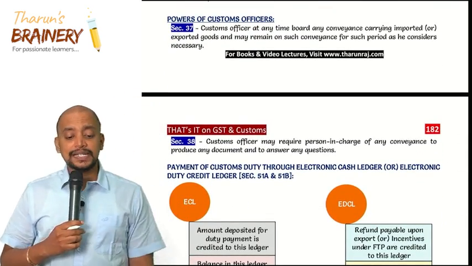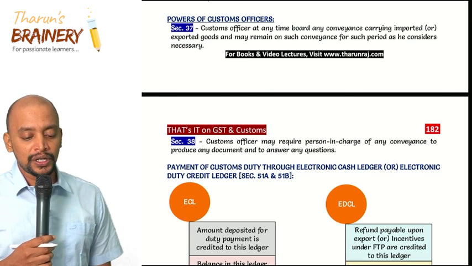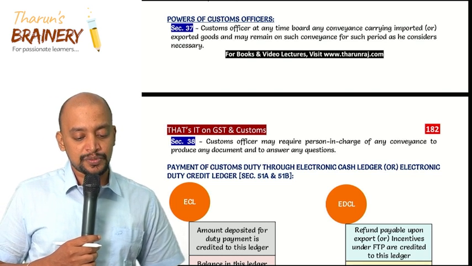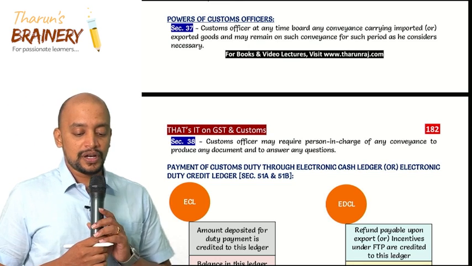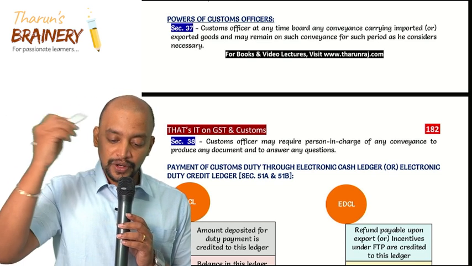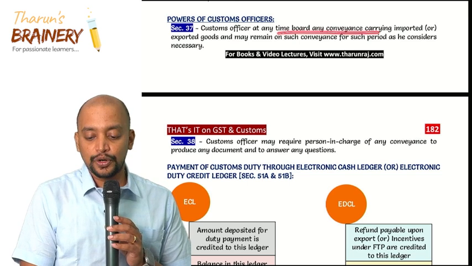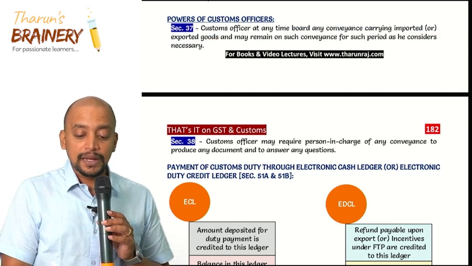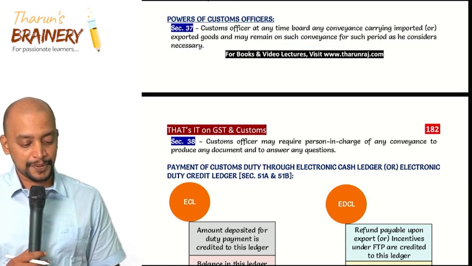Then, as per section 37 and 38, customs officer has power to board any conveyance, and the person in charge of the conveyance cannot question the customs officer as to why he is entering his ship. So aircraft he cannot stop and enter, but vessel he can enter. Aircraft will be going on the top now, how it can be stopped. So customs officer may at any time board any conveyance carrying imported or exported goods and may remain in such conveyance for such period as he may consider necessary.